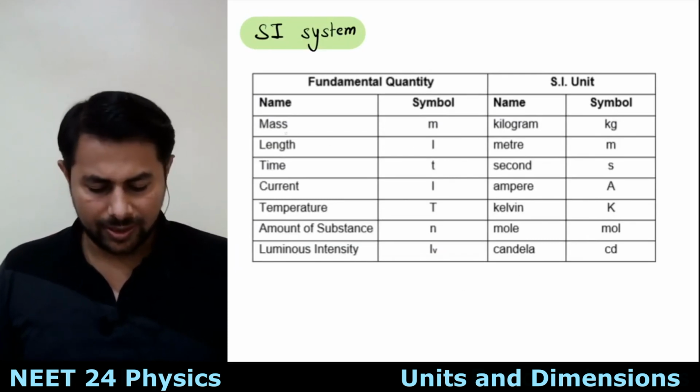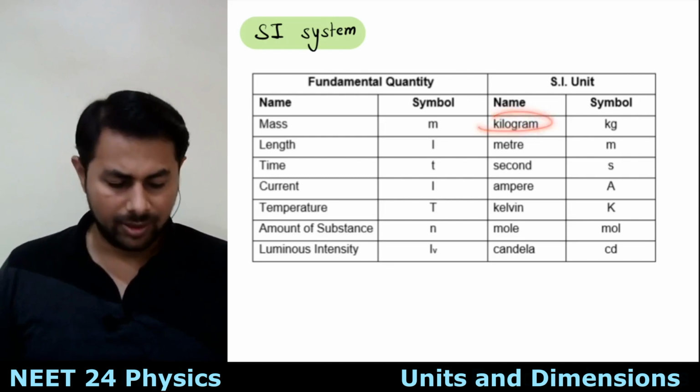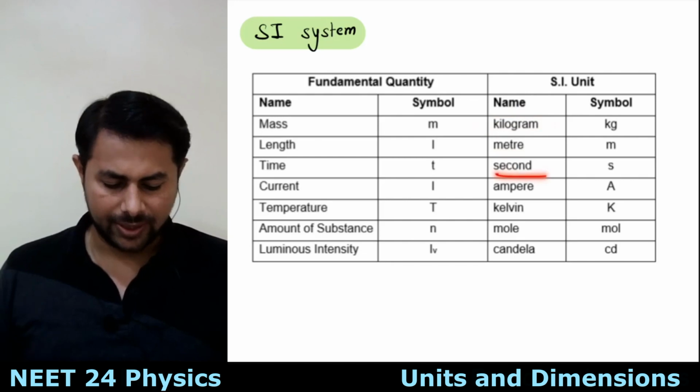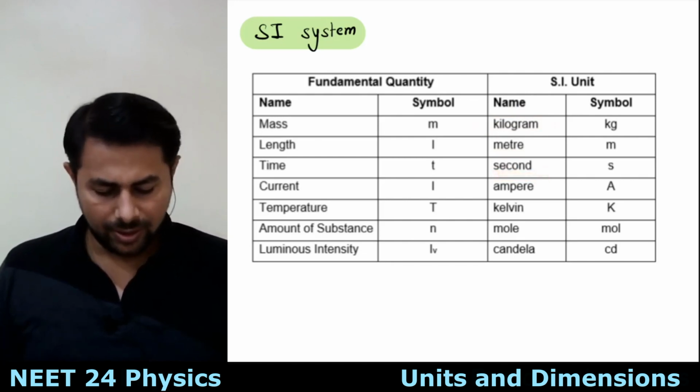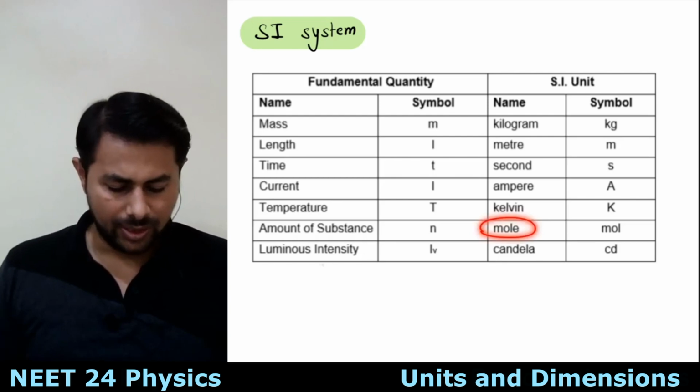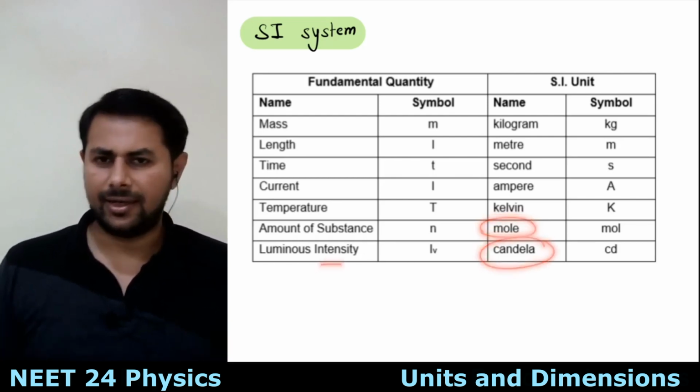So what are their units? The unit of mass is kg, kilogram. The unit of length is meter in SI units. The unit of time is second. The unit of current is ampere. The unit of temperature is Kelvin. The unit of amount of substance is mole, and the unit of luminous intensity is candela.